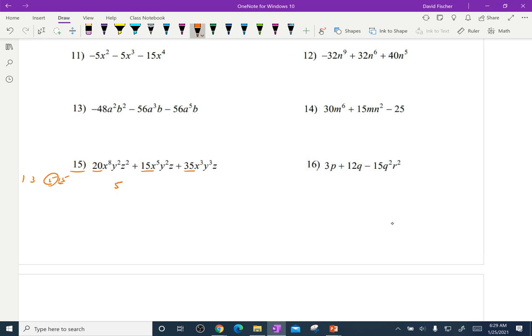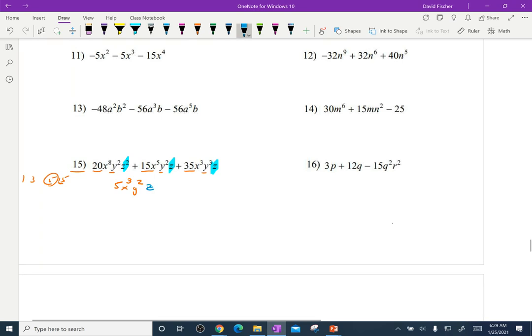Let's look at my x's. X to the 8th, x to the 5th, x to the 3rd. Let's take out an x to the 3rd. Now focusing on my y's. Yep. They all have y's. 3, 2, 2. Take out y to the 2nd. Now I want to focus on my z's. They all have a z. So I'm going to take out a z because z is the smallest exponent.